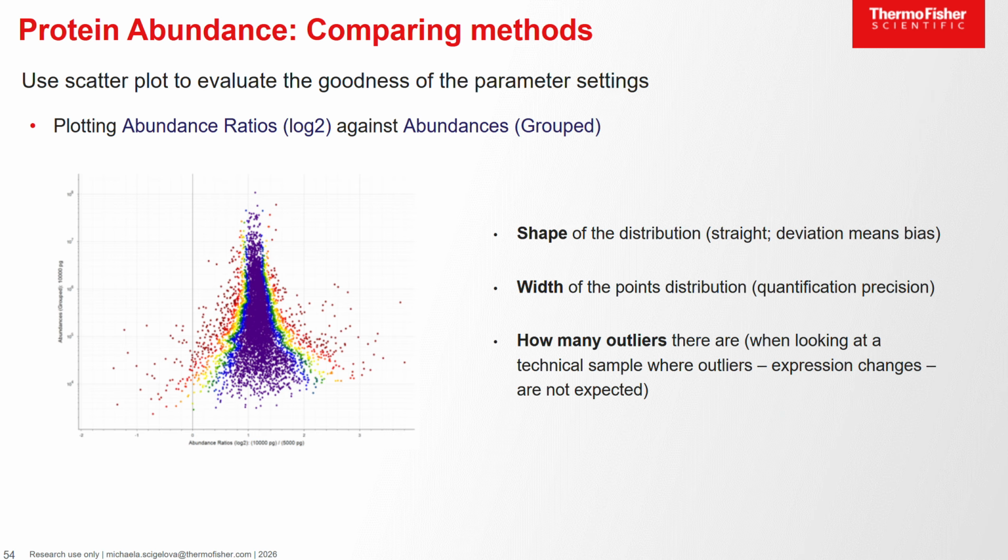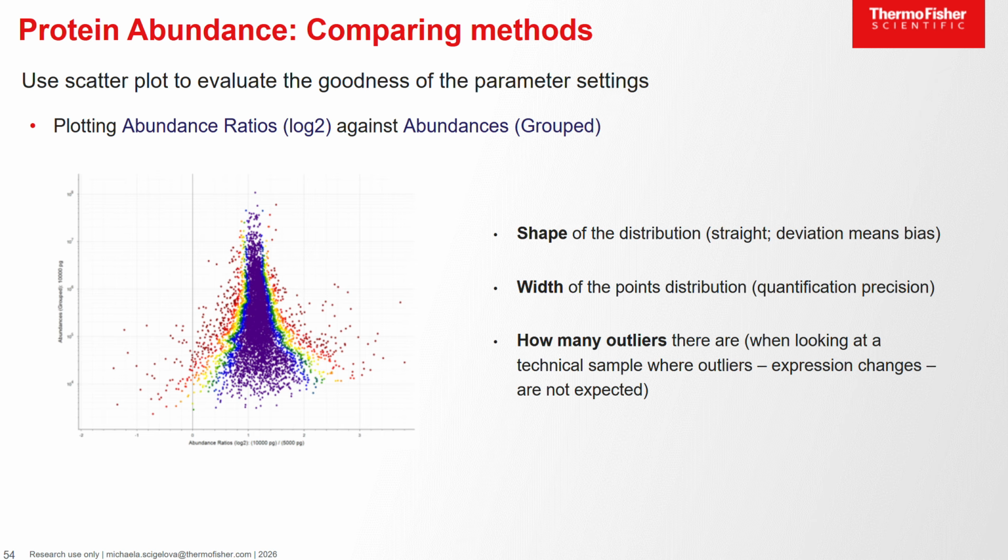Now, let me introduce a nice plot, as we are already talking about histograms and other tools in PD. This plot is a scatter plot, which you can build with abundance ratios, log2 values on the x-axis, and abundances grouped in this case on the y-axis. I like this plot because it is quite diagnostic. If you want to evaluate different approaches, you can plot your data in that way from your results very easily. You can color it by, in this case, the p-values. I believe this is colored.